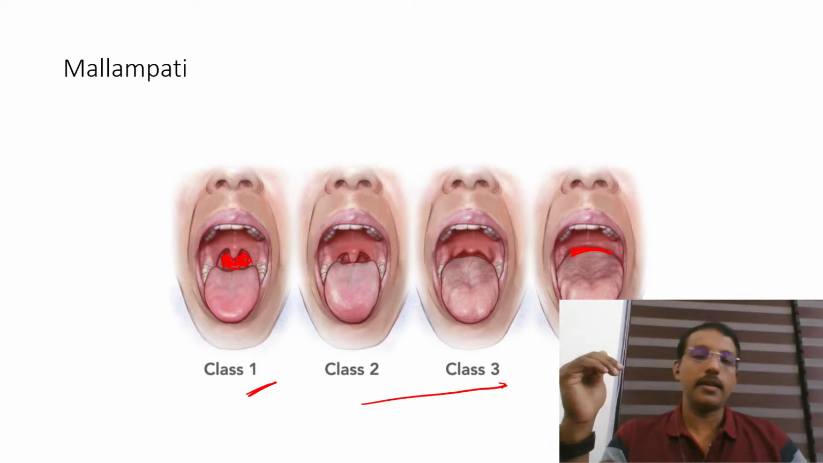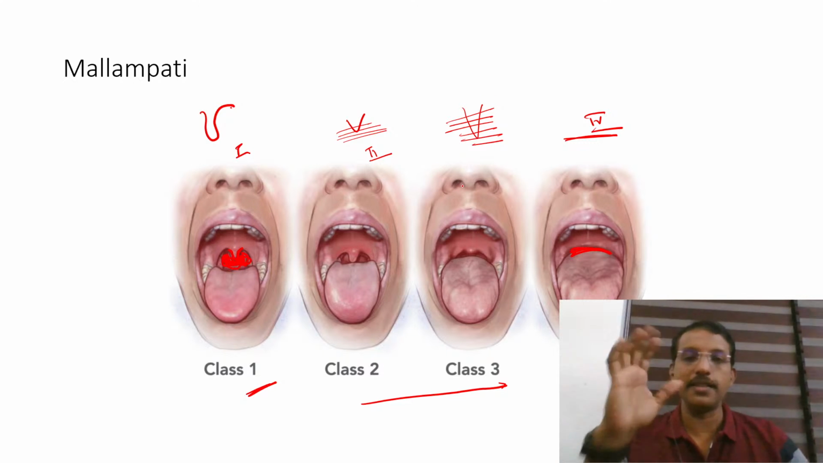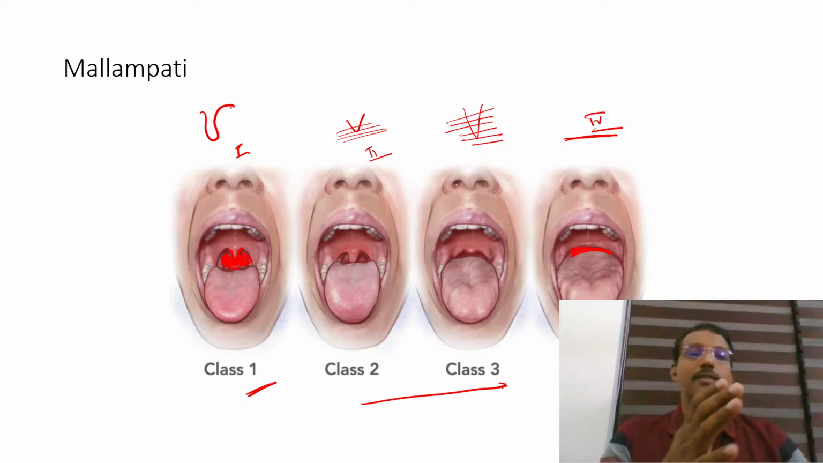Now see, how do you assess? The easiest way is to look at the uvula. If you can see the complete uvula, then it is class 1, and if you don't see anything on the soft palate, it is class 4. If you don't see the tip of the uvula, that is class 2, and if only the base is seen, that is class 3. That's the easiest way to assess. Nobody will ask you the details, but if at all they go to the next level, please remember that.